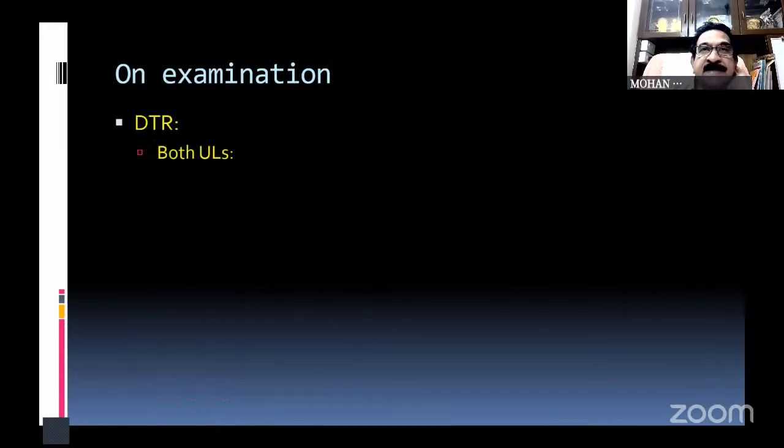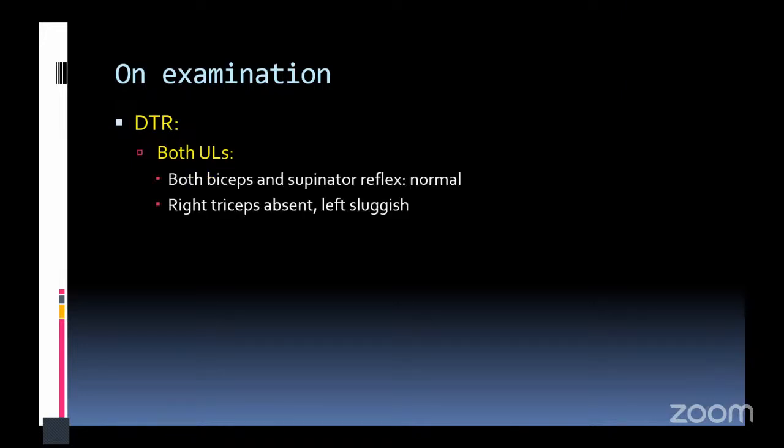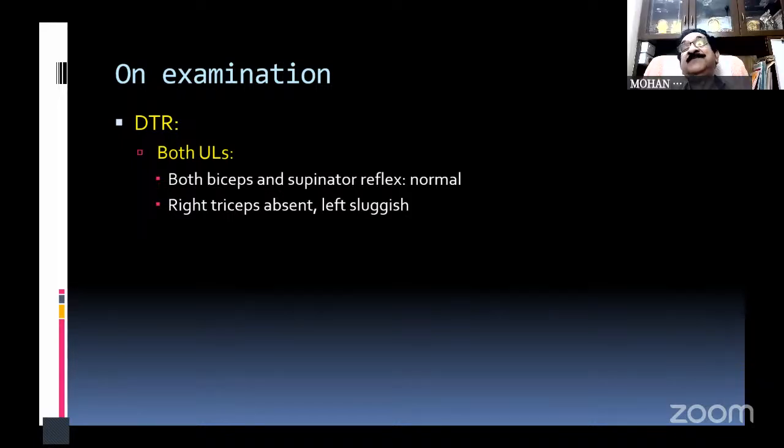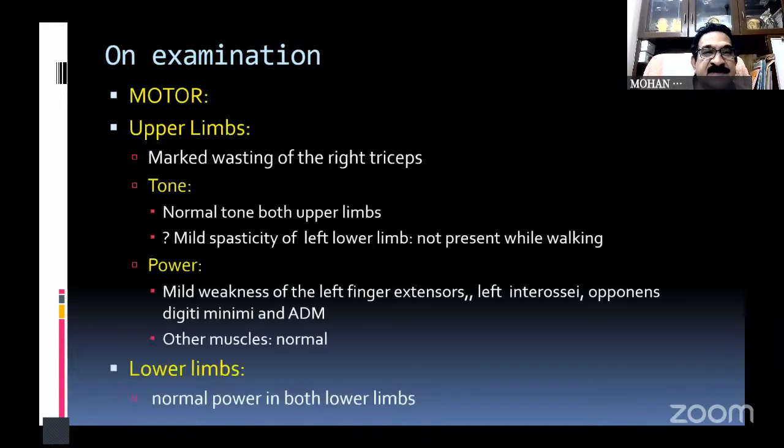Then DTR, normal biceps and supinator. The right shoulder extension was mild, sorry. No, I forgot to mention the right triceps was weak on the right side. That I mentioned here, I think. The power finger extension. Okay, I forgot to mention that because I picked it up later. That is why I missed it.